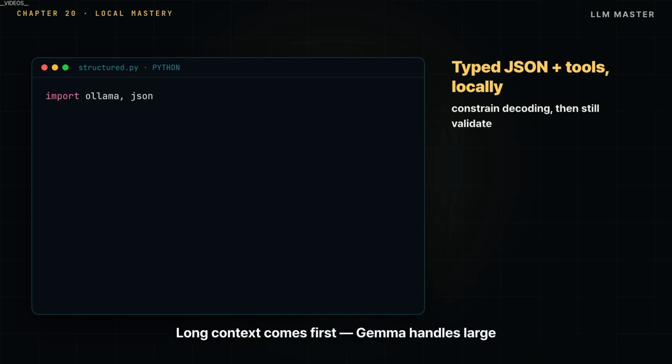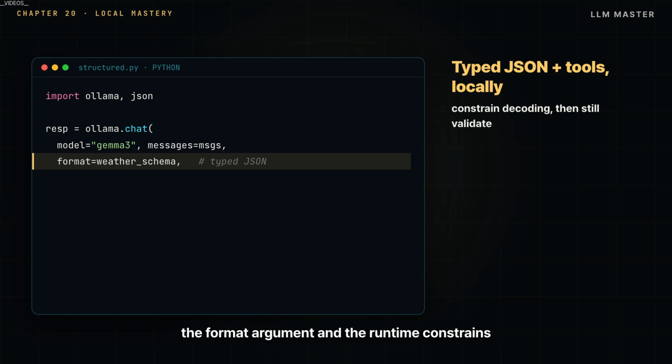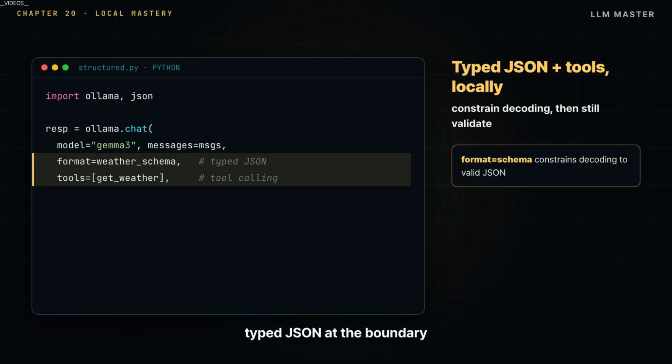Long context comes first. Gemma handles large windows, so you can drop whole documents or long transcripts in and ask across them. Though remember the practical truth from earlier chapters. A big window is an option, not a filing cabinet, and relevance still beats volume. Then structured output. Pass a JSON schema as the format argument, and the runtime constrains decoding so the model can only emit tokens that fit your shape. You get valid, typed JSON at the boundary, not a hopeful "please return JSON."